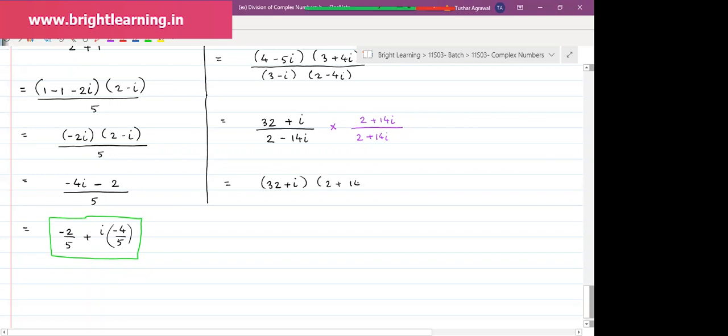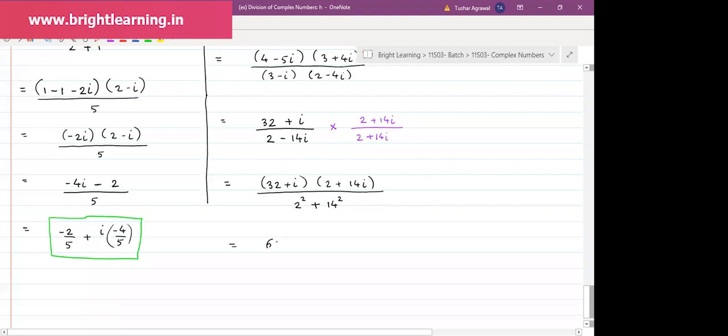times 2 plus 14i. And the denominator is 2 minus 14i times 2 plus 14i, so it will be 2 square minus 14 square i square, so it is actually 2 square plus 14 square. So 32 twos are 64, and that 14 square will become subtraction.